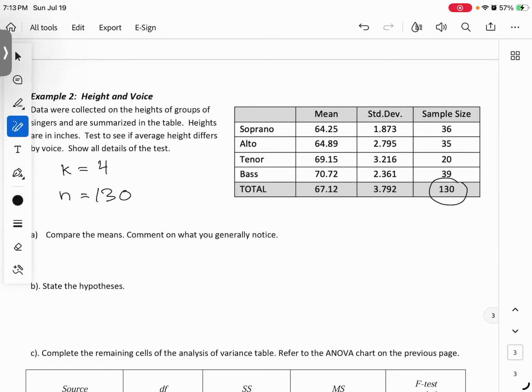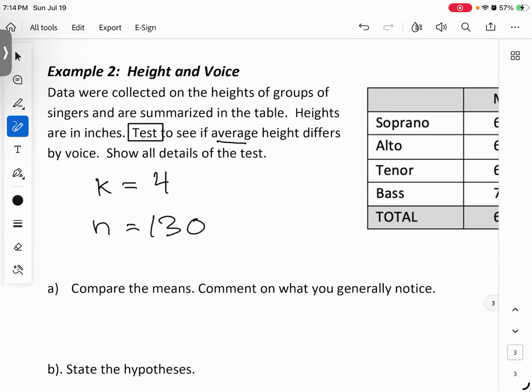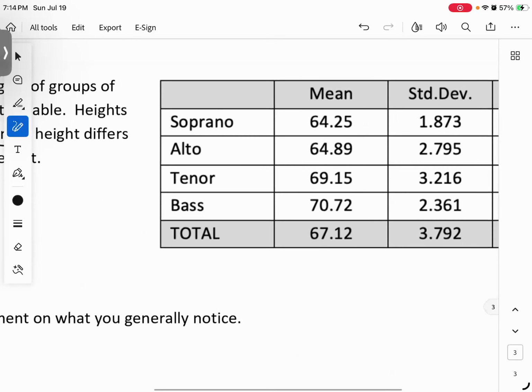Now, what they're going to do here is they want us to do a test to see whether the average height differs by voice. And you can see that there is a difference, right? If you're in the soprano group, the alto group tend to be on the shorter side, about 64 inches tall. And then you got tenor and bass that are about 5 inches taller, 69 and 70.